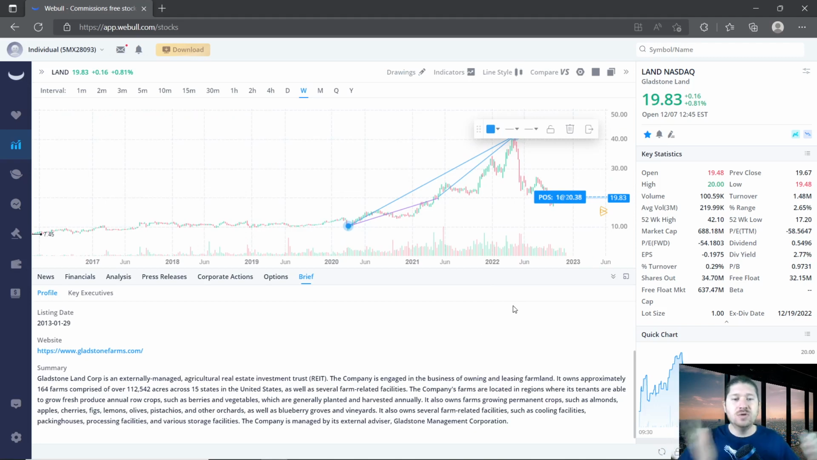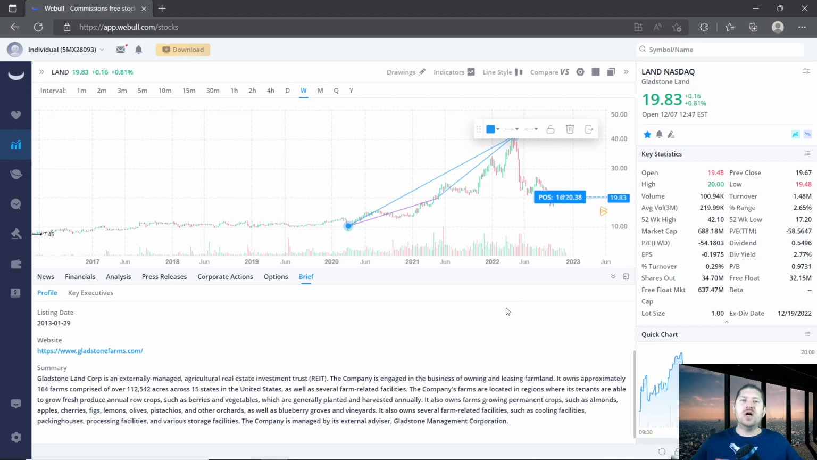Not only do they own several farms, facilities, and other related orchards, vineyards, and things like that, but they also have cooling facilities, packing houses, processing facilities, and other storage facilities. This company is massive, and they're managed by an external advisor, which is Gladstone Management Corporation.